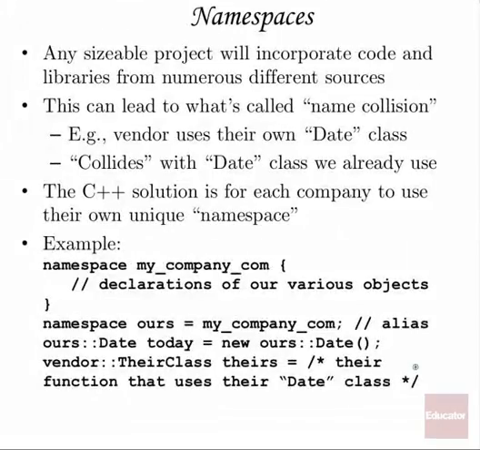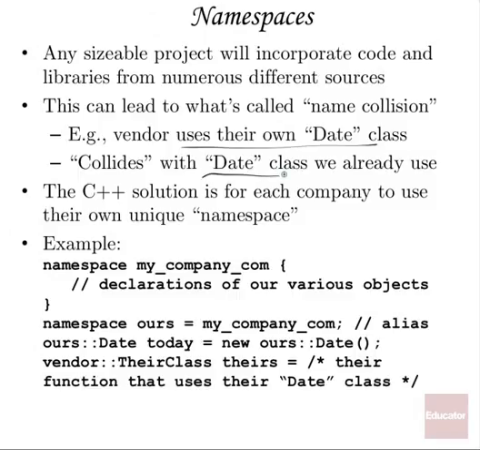Now, namespaces are handled in C++ with a namespace keyword. Any sizable project will incorporate code from various different sources, and there's a huge risk that everybody will use the same name for one key function, and it will result in name collision. For example, one vendor has his own date class. Now, we've already got a date class that we've been using for a long time that we like, and anytime we want to change it, we just go in and change it, but it happens to have the same name.